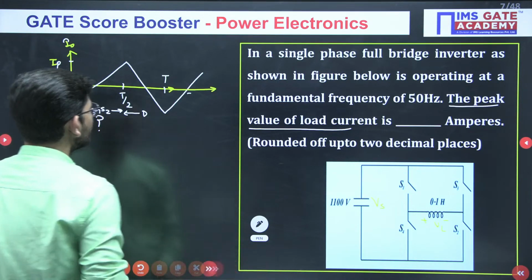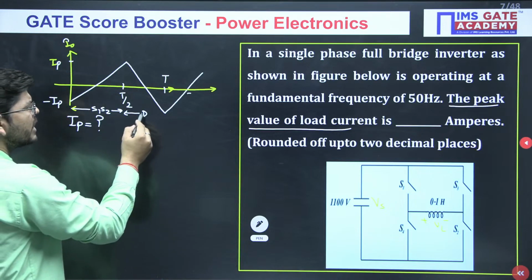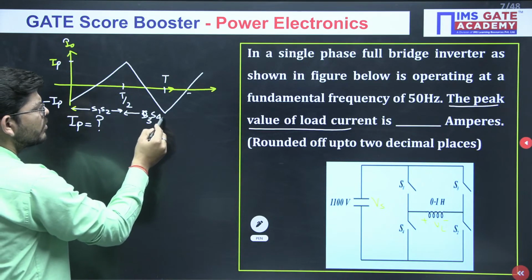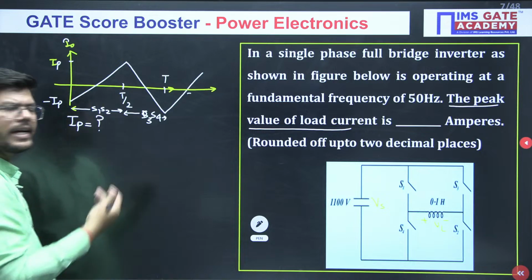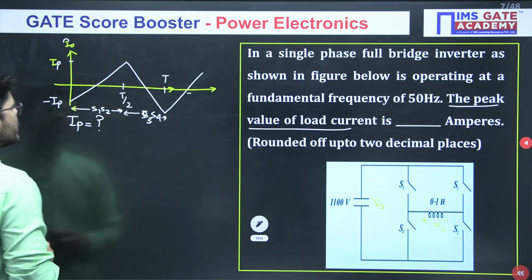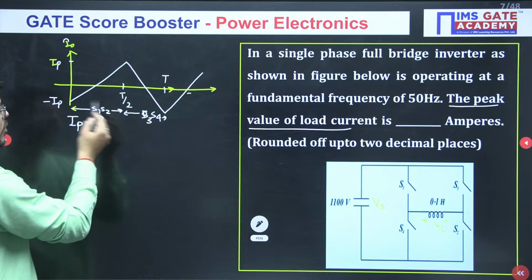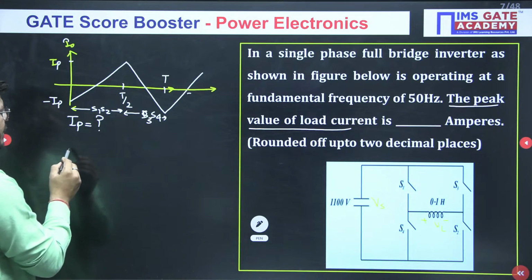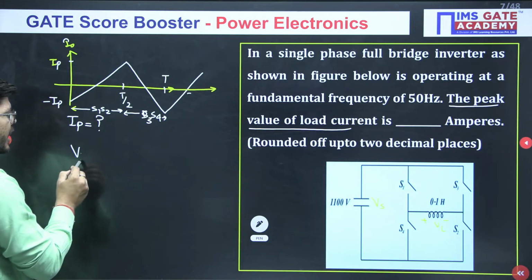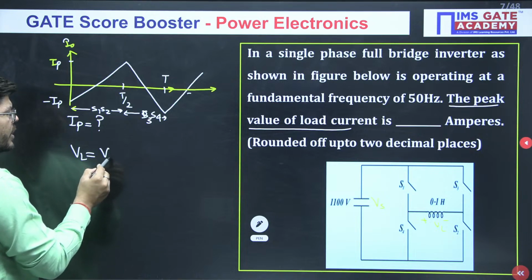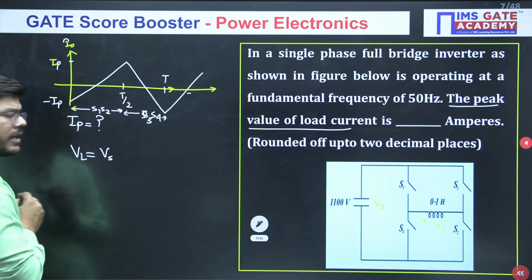For switches, okay. If diodes are there, they will also take part, so I'm not talking about diodes here. Let us take only S1, S2. What will happen when S1, S2 are on for the first T/2 duration? What will you have here? You will have the inductor voltage exactly equal to the source voltage, isn't it?